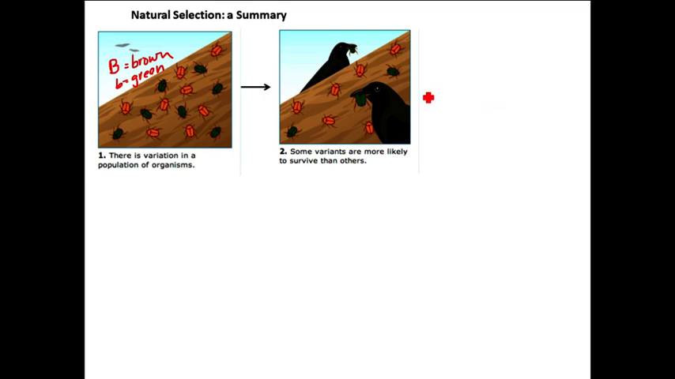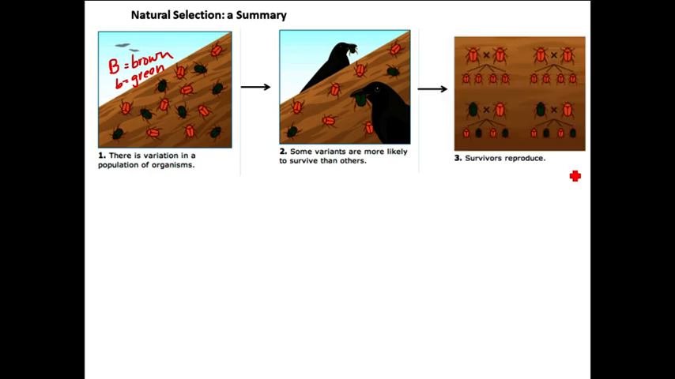Okay. Here we have these birds, right? These birds are eating some of the beetles. Why are they eating the green ones? Well, presumably because these brown ones are well camouflaged. It's much easier to see the green ones than the brown ones. Okay. Then the survivors reproduce. So a brown parent and brown parent make lots of brown babies. A green parent and a brown parent make some brown and some green.